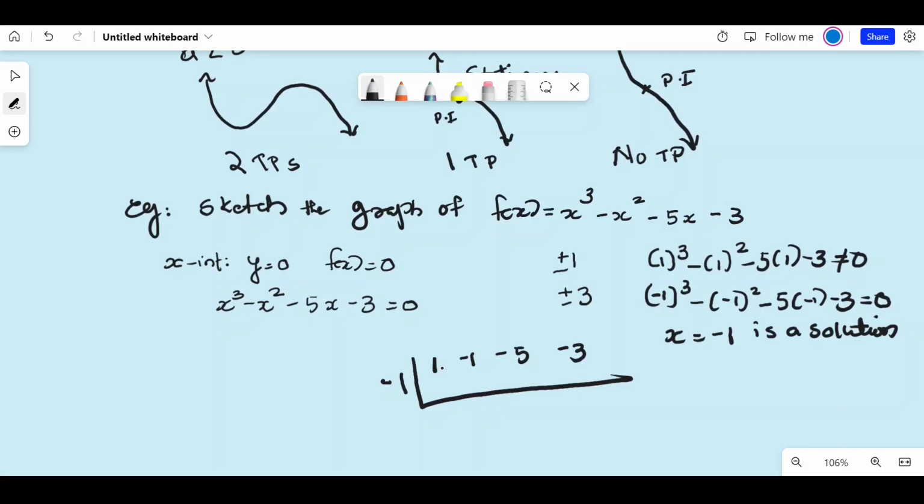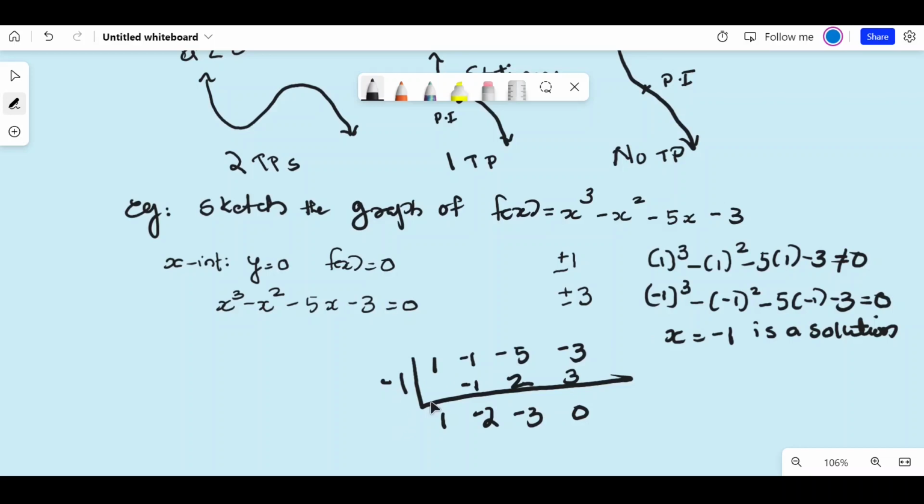Now we start by putting the 1 as it is at the bottom. Now you multiply: negative 1 times 1 is negative 1. Negative 1 plus negative 1, you add these two, gives you negative 2. Negative 2 times negative 1 is positive 2. Negative 5 plus positive 2 is negative 3. Negative 3 times negative 1 gives you positive 3. Negative 3 plus 3 is 0. So the last one must be 0 because you used the solution here.